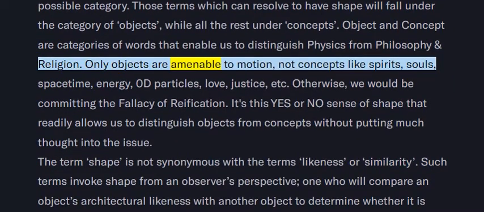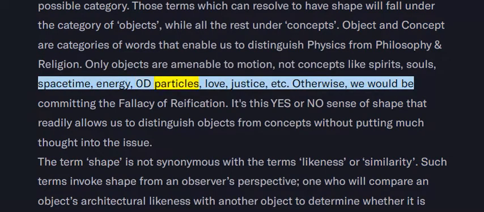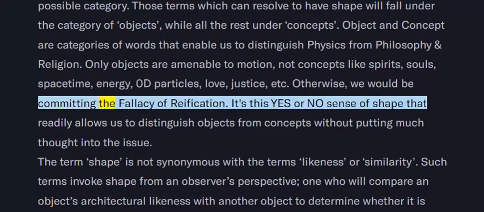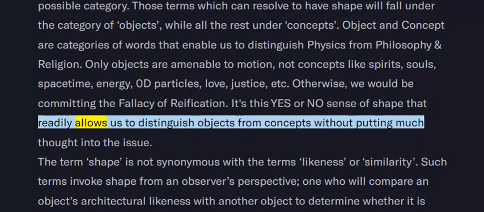Only objects are amenable to motion, not concepts like spirits, souls, spacetime, energy, zero-d particles, love, justice, etc. Otherwise, we would be committing the fallacy of reification. It's this yes or no sense of shape that readily allows us to distinguish objects from concepts without putting much thought into the issue.